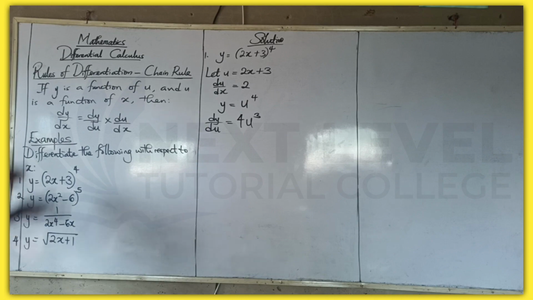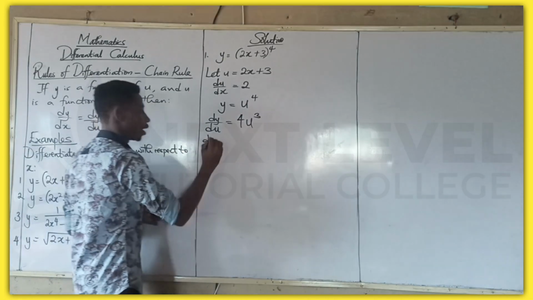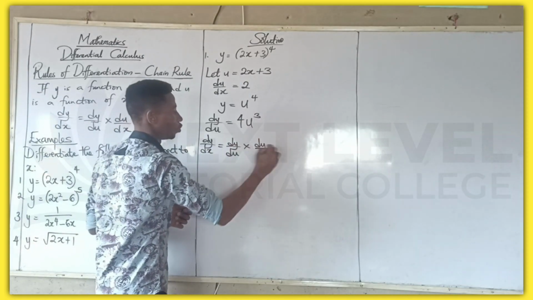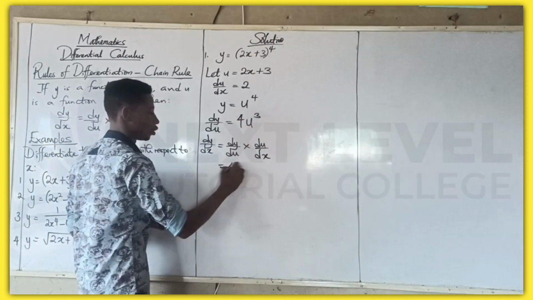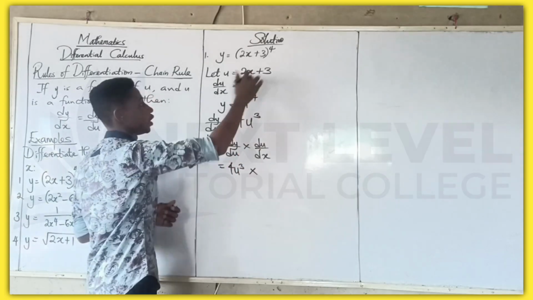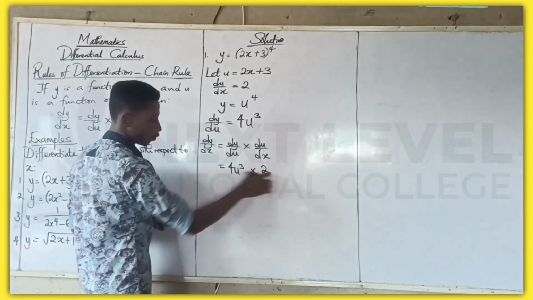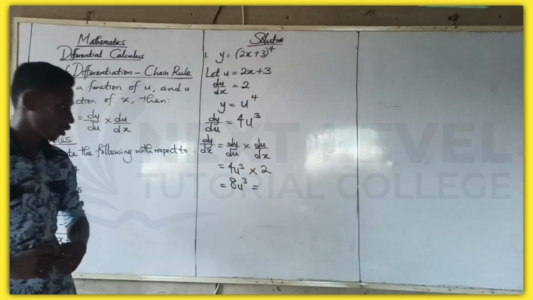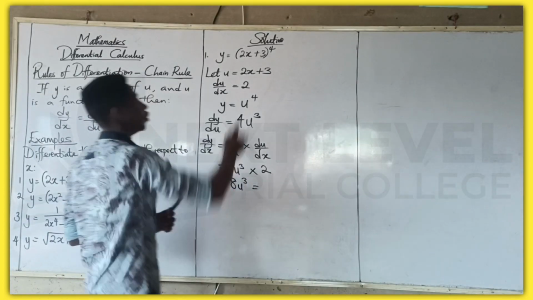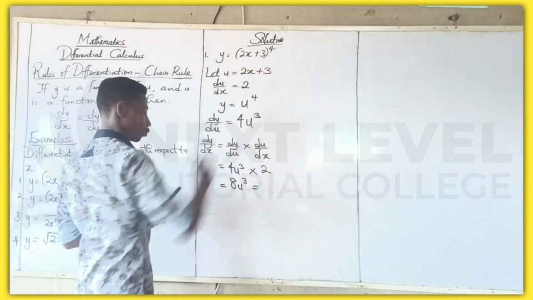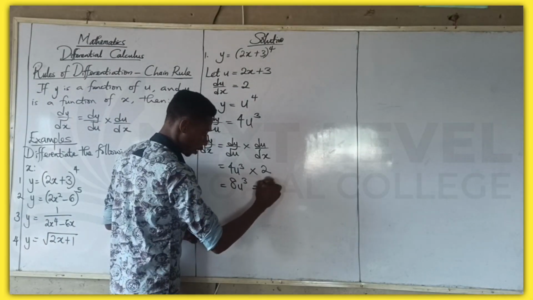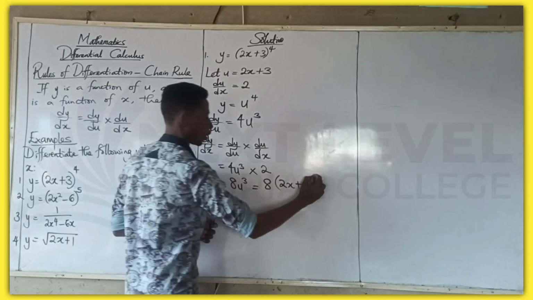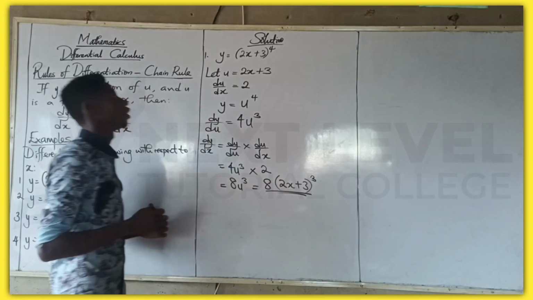So you see that it's very easy. Now how do we find dy/dx? Just say dy/dx is equal to dy/du times du/dx. dy/du is 4u cubed times du/dx is 2. We multiply 4 times 2, that is 8u raised to power 3. So in our final answer, we can substitute back the value of u. u is what? 2x plus 3. That will be 8 into brackets (2x plus 3) raised to power 3. That is the answer to that question.